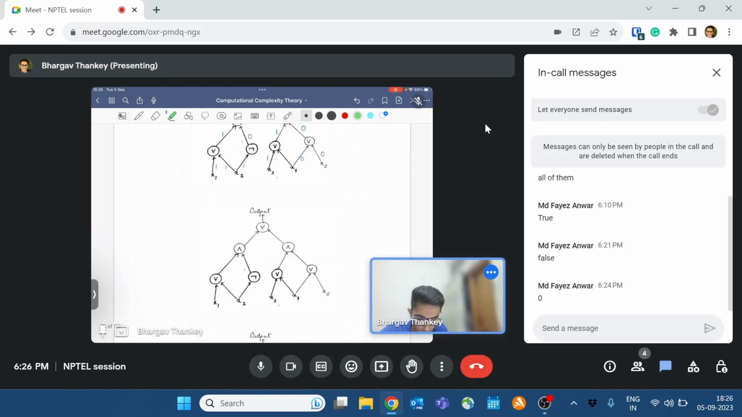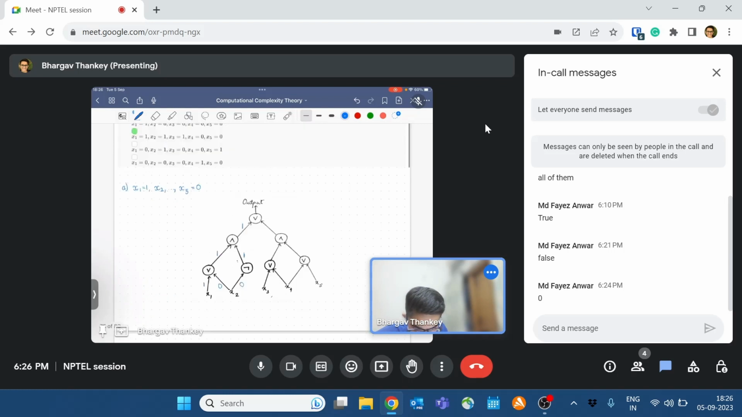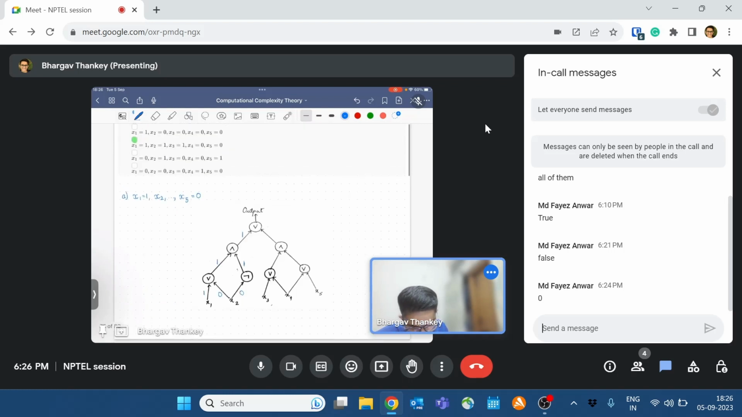Now what about option C? Oh, wait, what was the option again? x2 and x5 are 1.